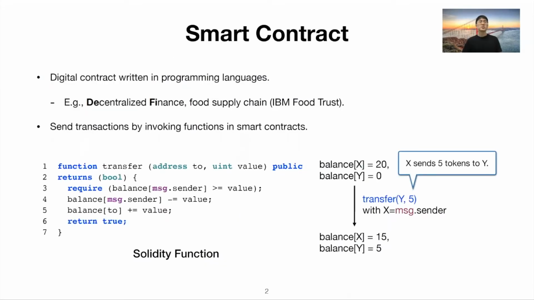Smart contracts are digital contracts written in programming languages. Smart contracts can be useful in various domains such as decentralized finance or food supply chain. Users of smart contracts can send transactions by invoking functions. For example, consider the transfer function implemented in Solidity language. As shown in the slide, using this function, a user X can send some tokens by invoking the transfer function and providing proper argument values.